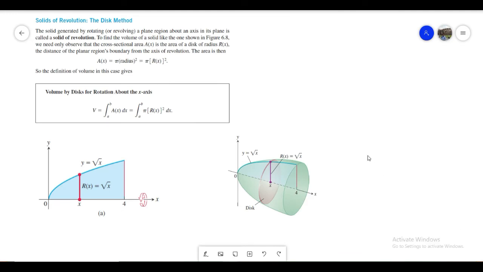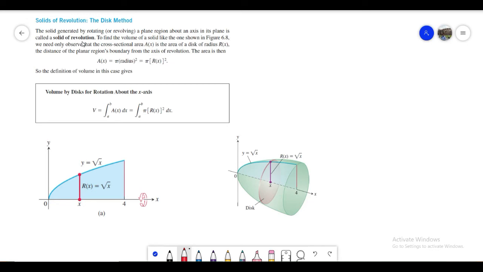Now I will move to solids of revolution. In a more common way, we can call it the disk method. The disk method is basically the solid generated by rotating or revolving a plane region about the x-axis in its plane. It's called the solid of revolution.